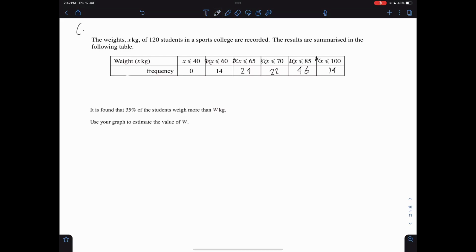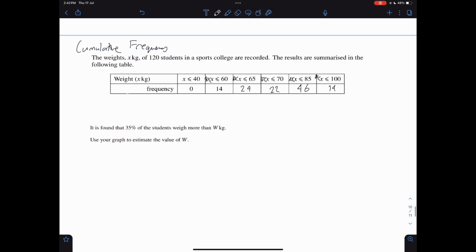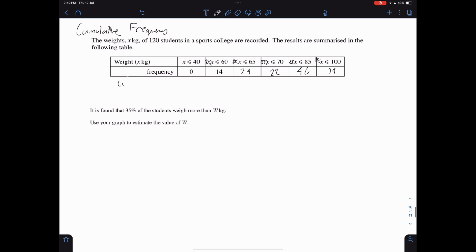Another graph you need to know how to draw is a cumulative frequency graph. And so we need to find the cumulative frequencies first. You're given a frequency table and you need to find the cumulative frequency. If you know what the word cumulative means, it means you're adding up and you keep adding up as you progress. So it'll start at 0.